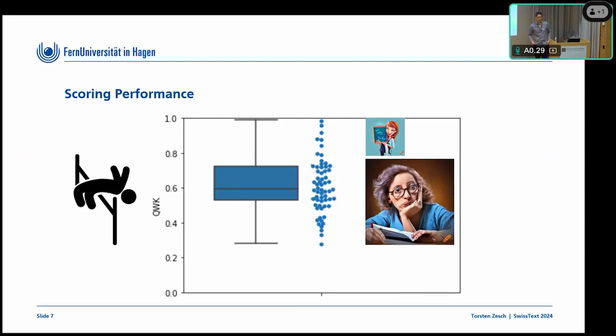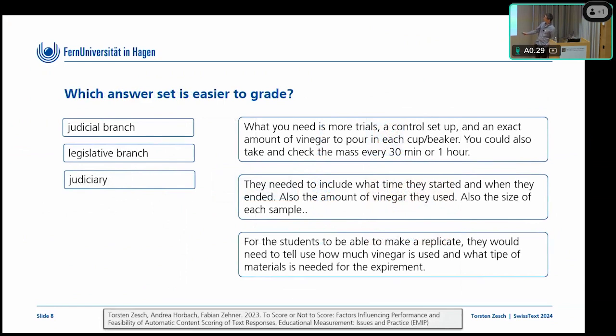To give you first some intuitive answer, look at these two sets of answers on the left side and on the right side. And as usual, since we are in the computer mode, we also don't see the question, we just see the answers. And the question is, which one is easier to grade? Most people would say the left side, because there is so much text, I just don't want to read it.